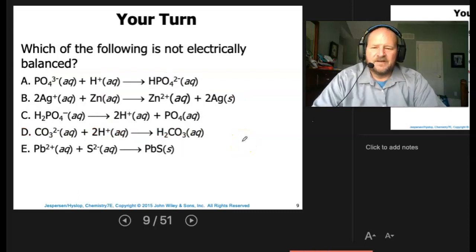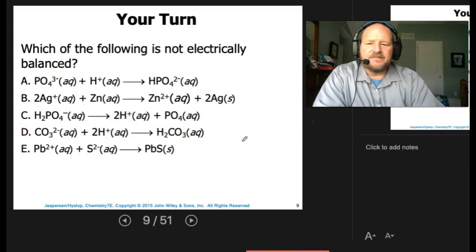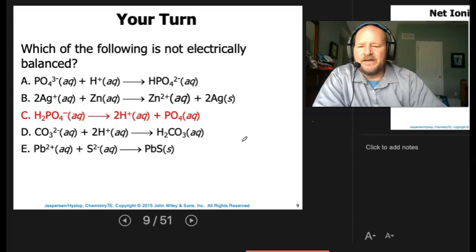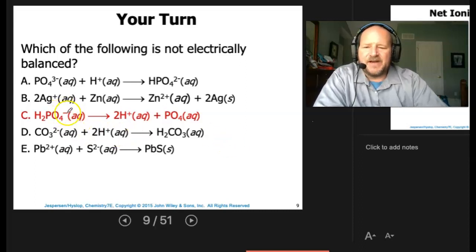All right, give it a try again here. Pause. All right, hopefully you picked C. C, we can see we have a -1 here. We have +2 and a 0. So -1 does not equate to a +2.